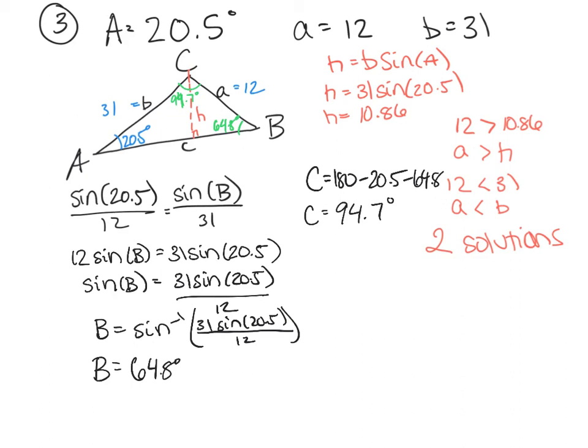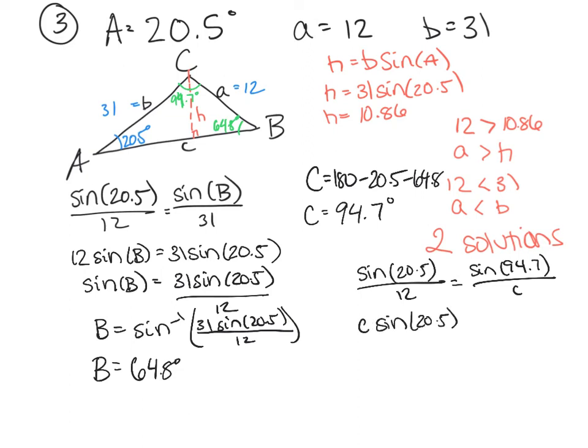And I'm going to do that down here because I kind of ran out of space. So let's see, we'll do sine of 20.5 over 12 is equal to sine of 94.7 over C. Cross multiply and get C times sine of 20.5 is equal to 12 times sine of 94.7. Divide both sides by sine of 20.5. And this is what you get.